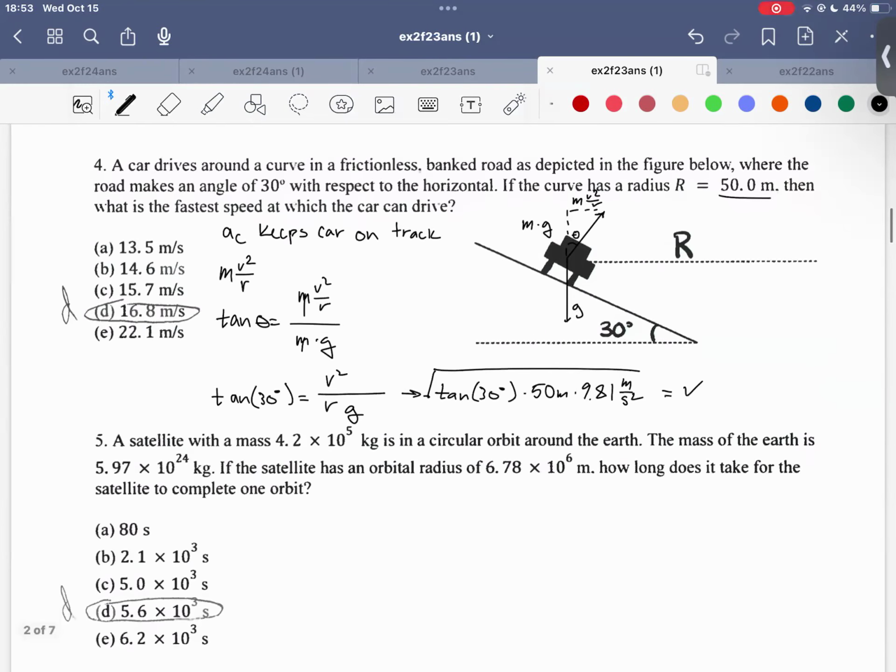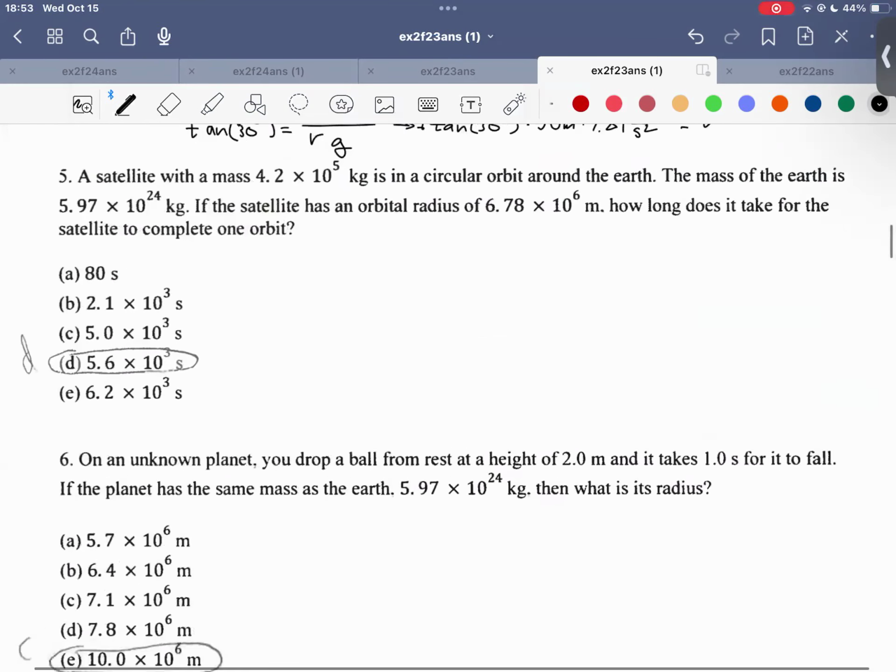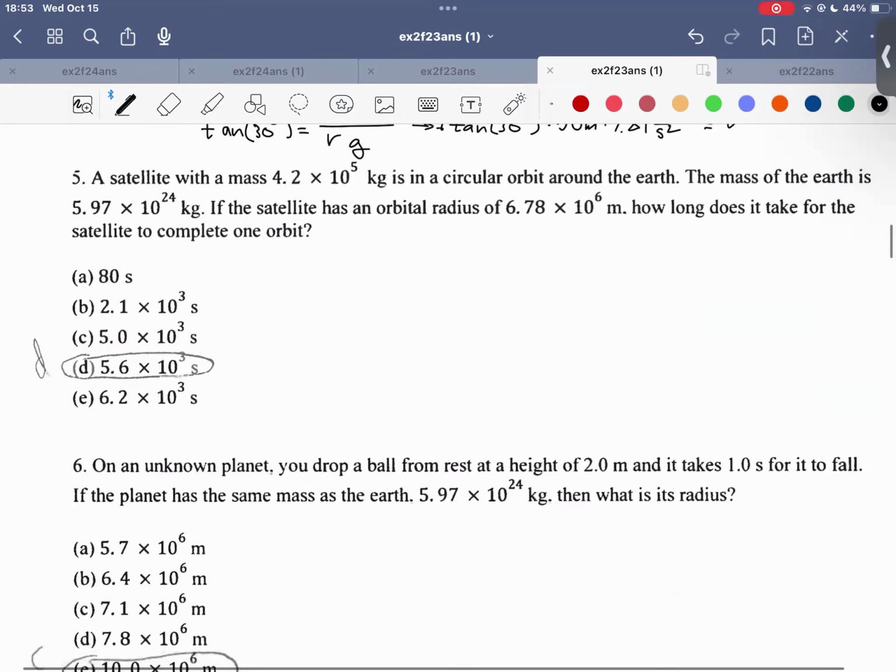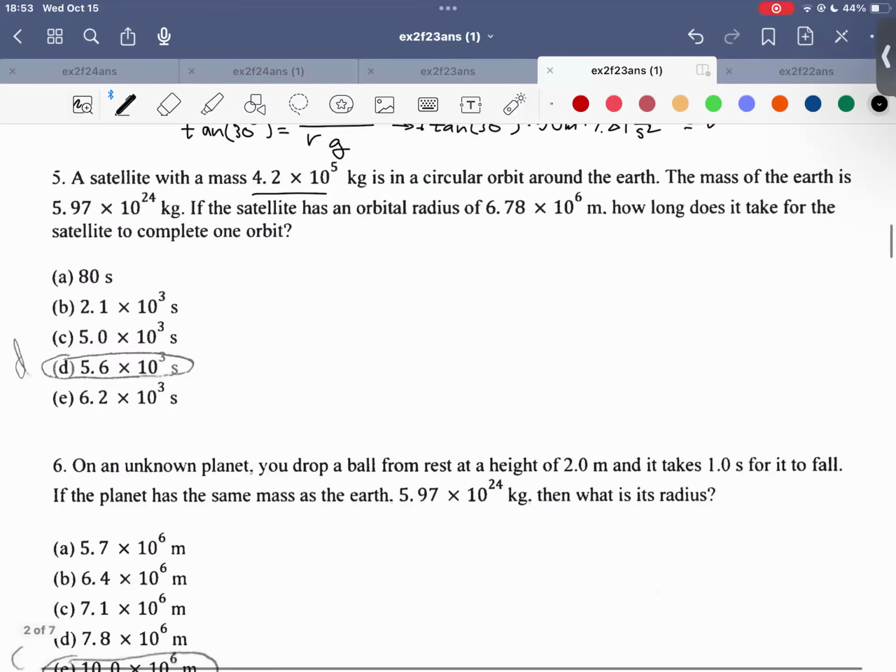Okay, and then 5. We're given a satellite with mass 4.2 times 10 to the 5th kg in a circular orbit around the Earth. The mass of the Earth is 5.97 times 10 to the 24th kg. If the satellite has an orbital radius of 6.78 times 10 to the 6 meters, how long does it take for the satellite to complete one orbit?